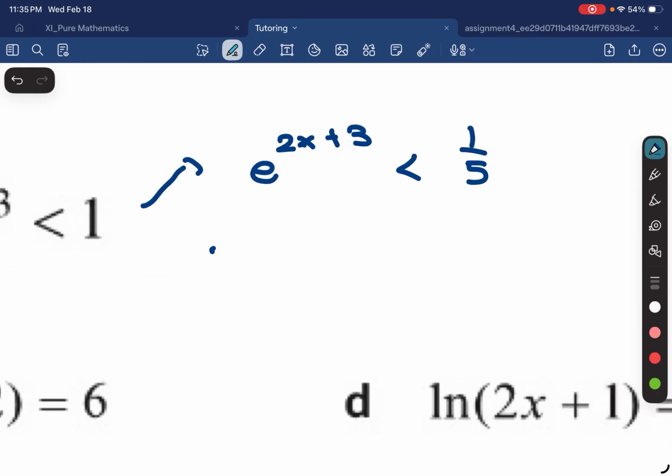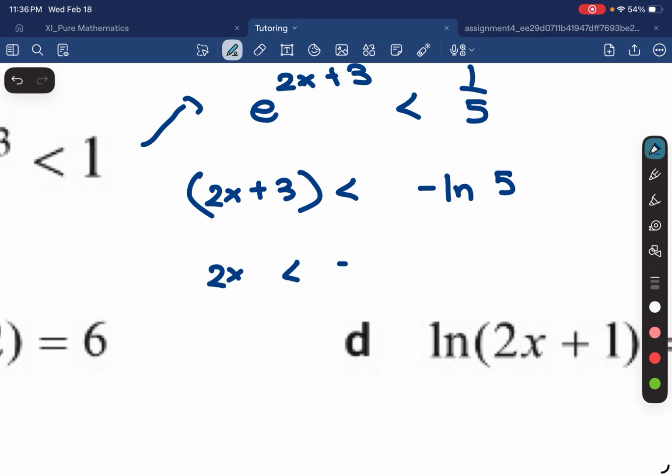And when I take the natural log of both sides, I get 2x plus 3 is less than ln 1 over 5. Or we can write this as negative ln 5, right? Because ln 1 over 5, well, you can rewrite 1 over 5 as 5 to the power negative 1, and you can bring the negative 1 to the front. That gives me minus ln 5.